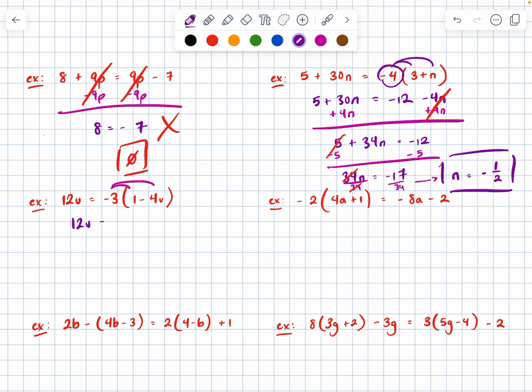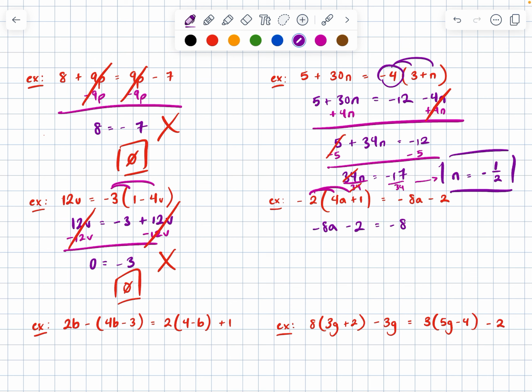12v equals negative 3 parentheses 1 minus 4v. I'll distribute my negative 3. I get 12v equals negative 3. Negative times negative becomes positive 12v. Subtract my 12v from both sides. On the left, they cancel. On the right, they cancel. We find that 0 is equal to negative 3. What do we think? Yes, no, maybe? No, absolutely not. 0 cannot equal negative 3. This has no solutions.